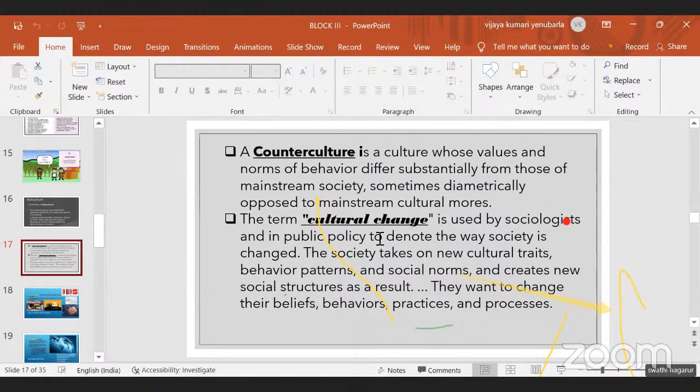Throughout time, when the time changes, culture also accepts some changes. The term cultural change, in sociologists' view, is that society is changed. The society takes on new cultural traits, behavioral patterns, and social norms, and creates a new social structure as a result. For example, globalization.